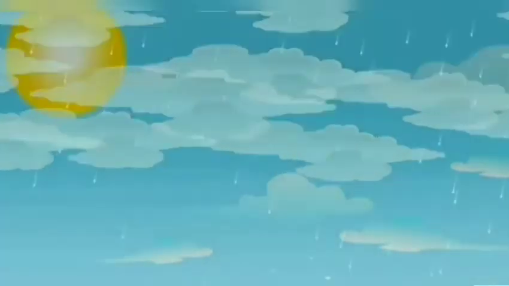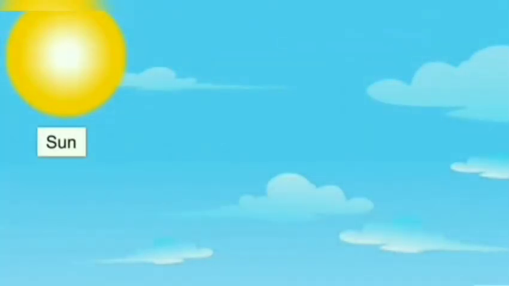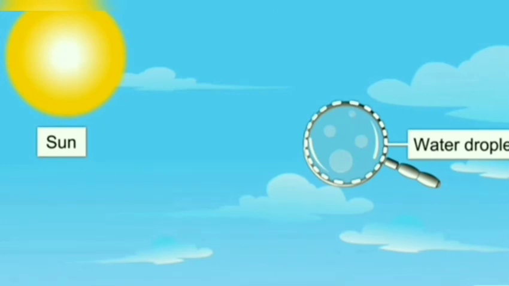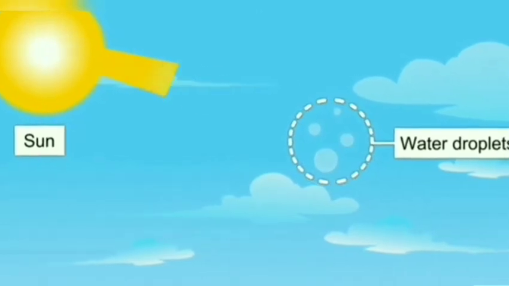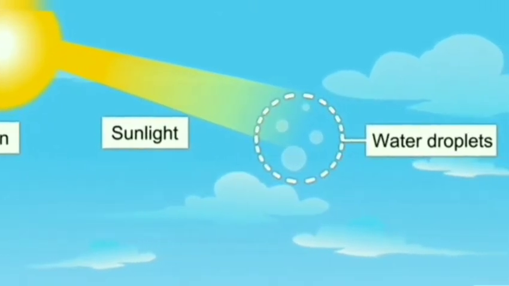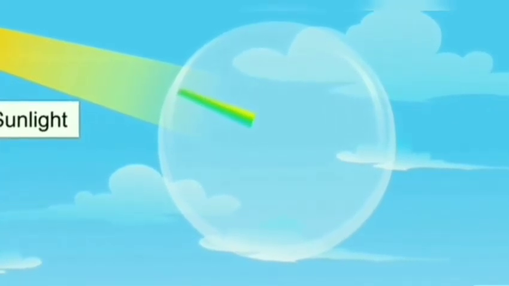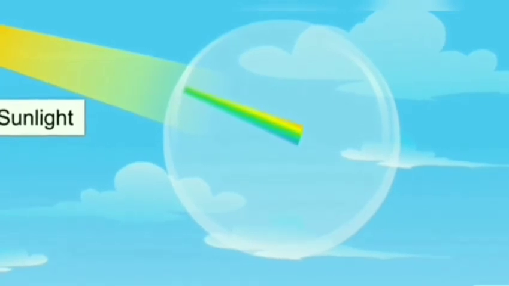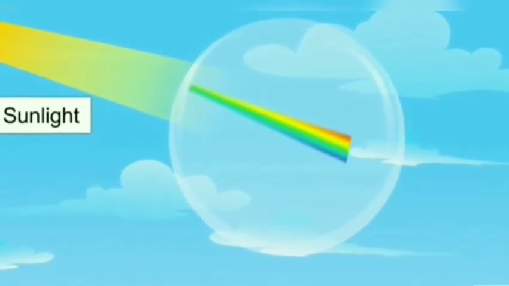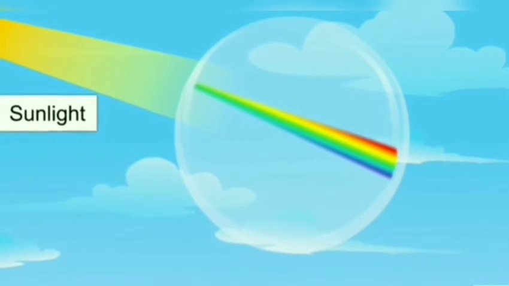A rainbow is generally formed when the sun appears just after it has rained. At this time, many water droplets are present in the air. When the sunlight passes through water droplets in the atmosphere, each water droplet acts like a small prism and refracts the incident sunlight. As soon as the sunlight enters into the prism, that is, the drop, it splits into its constituent 7 colors, VIBGYOR, within the drop.